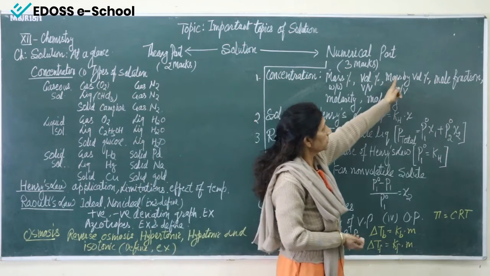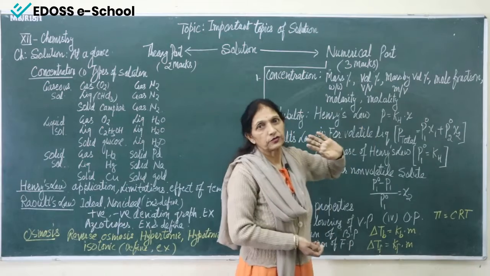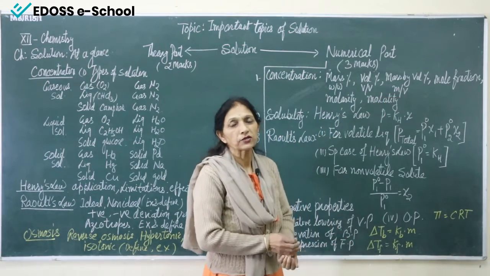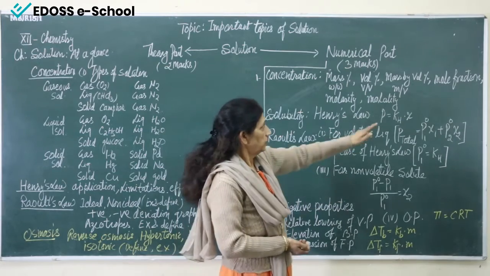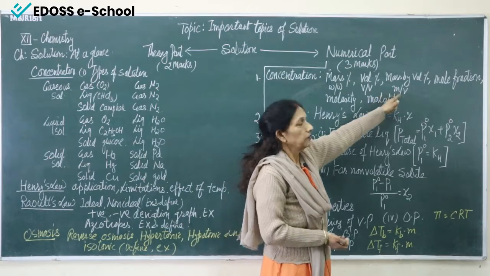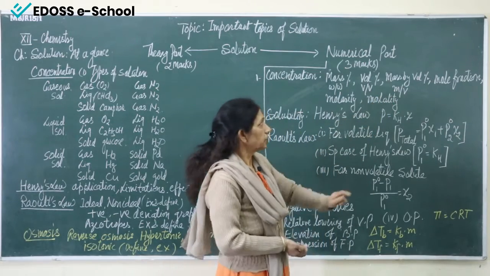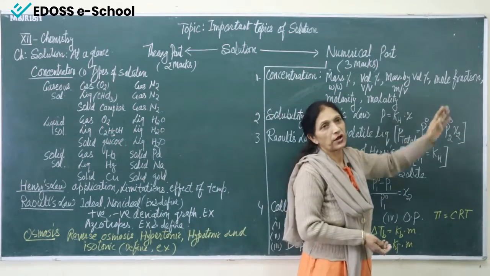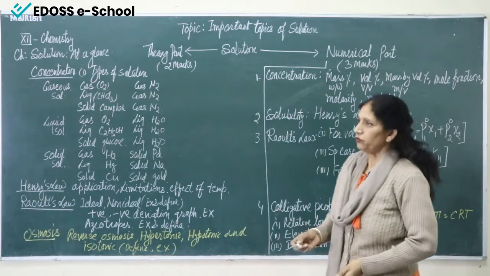Then mass by volume percentage. Here M upon V. M means mass of solute, which can be solid, and the liquid can be solvent. So this is the third type of concentration. And fourth is mole fraction. And mole fraction we know, this is X.